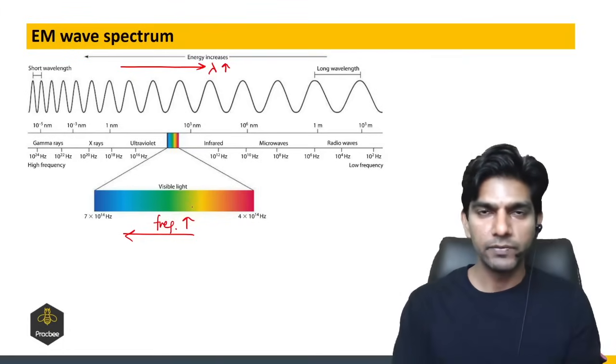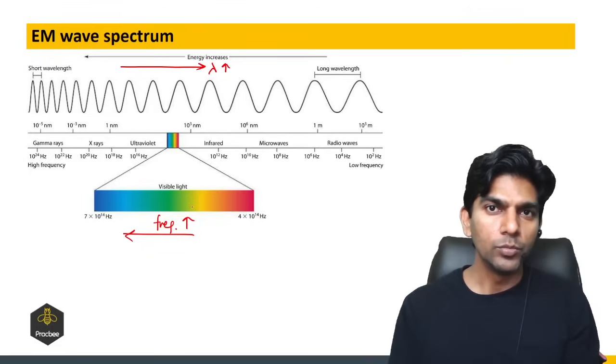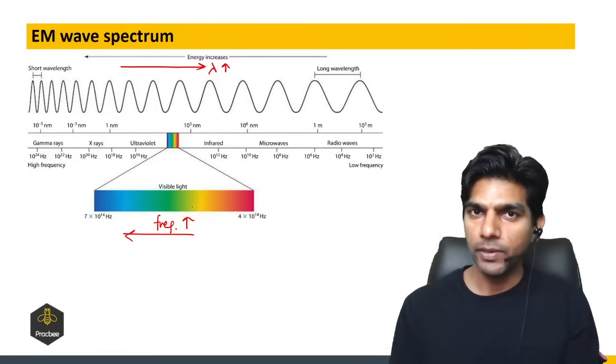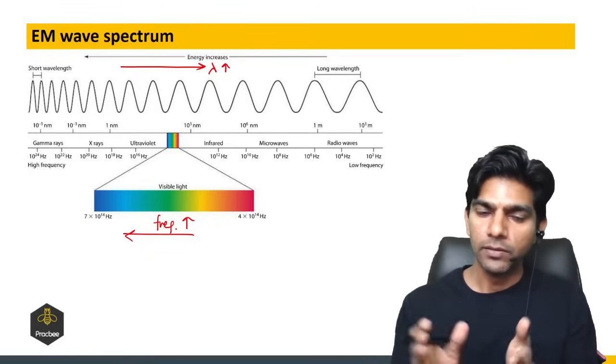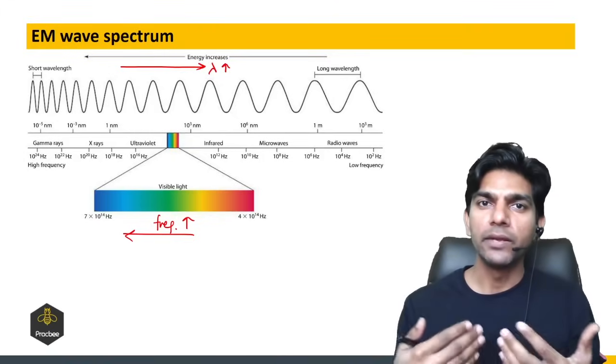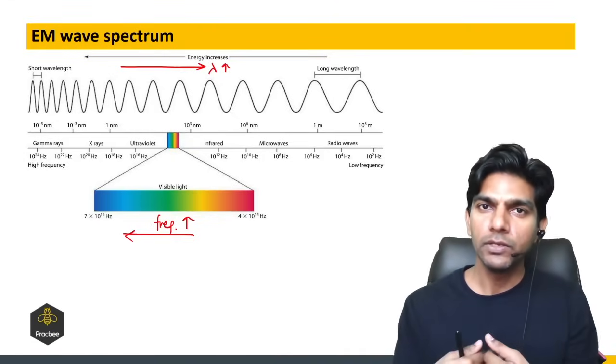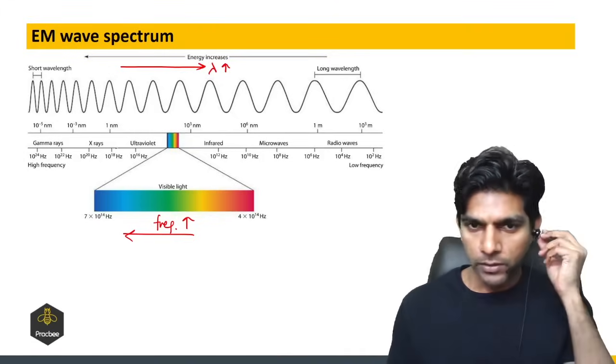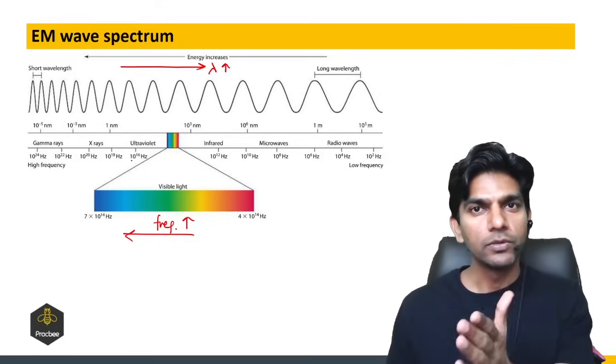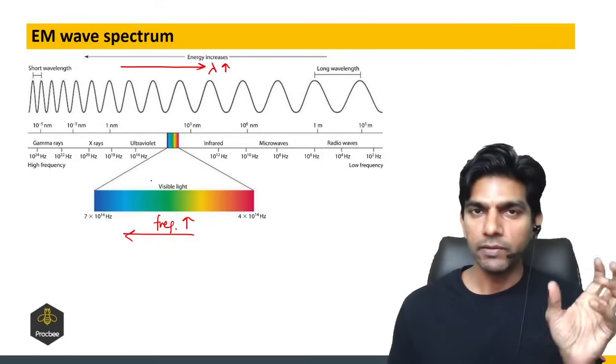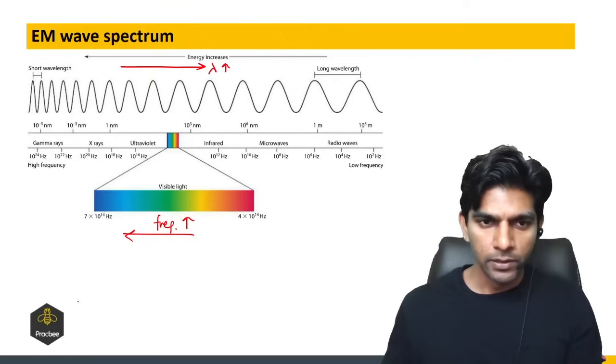Frequency increases in the left direction. The greater the frequency, the more the energy of the photons of that electromagnetic radiation. And the greater the frequency, you can say the more the penetrating power, or the smaller the wavelength, the more the penetrating power. So which ones are more harmful? Those on the left side of the spectrum, which have high frequency.